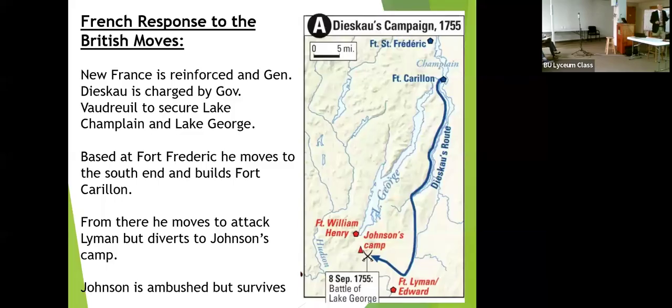Is initially able to make its way by establishing forts at Fort Edward and then a camp where they're going to build Fort William Henry. Now, I show this to you for the following reason. If you watch the movie The Last of the Mohicans, there's a whole scene of what takes place when Montcalm shows up with French and Indian forces to besiege Fort William Henry.